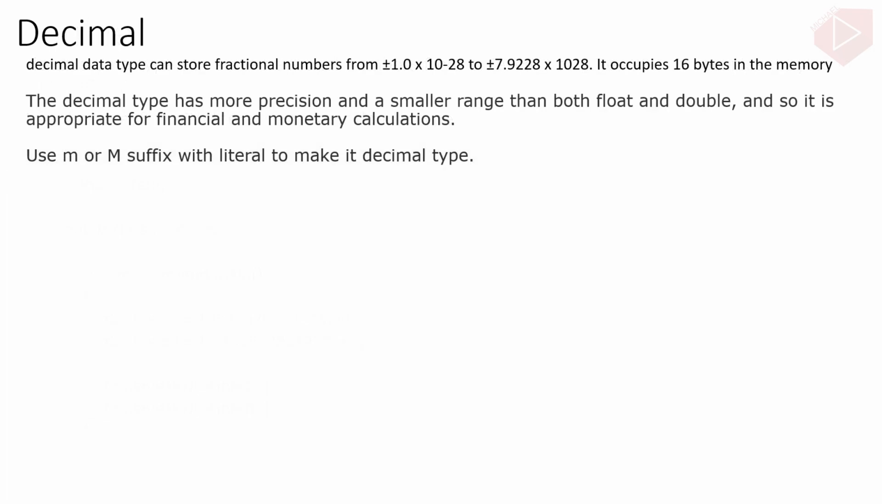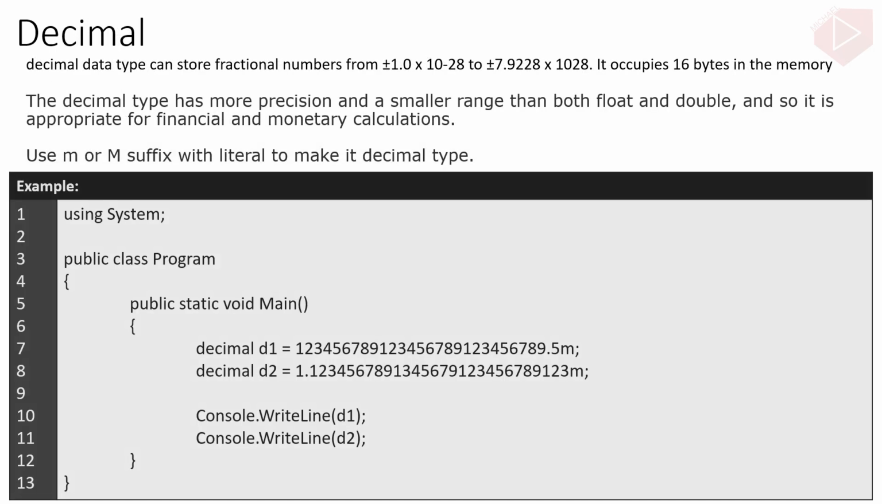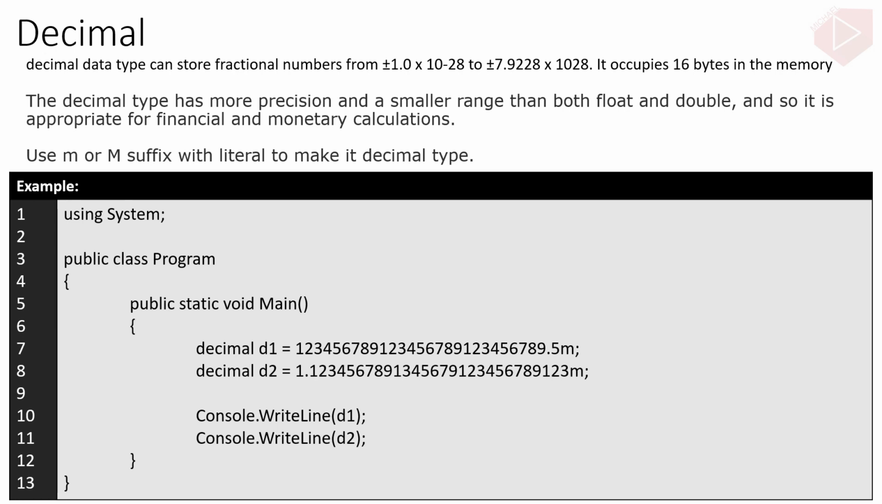The decimal data type can store fractional numbers. It occupies 16 bytes in the memory. The decimal type has more precision and a smaller range than both float and double, and so it is appropriate for financial and monetary calculations. Use small m or capital M suffix with literal to make it decimal type.